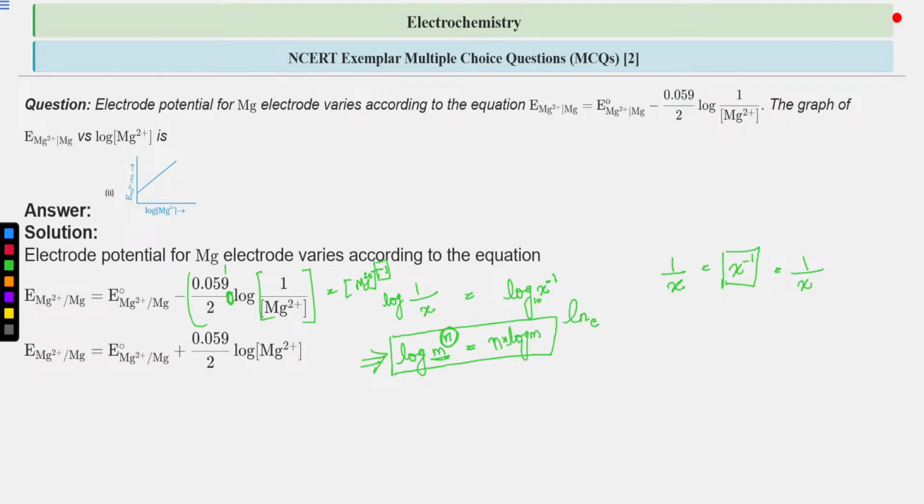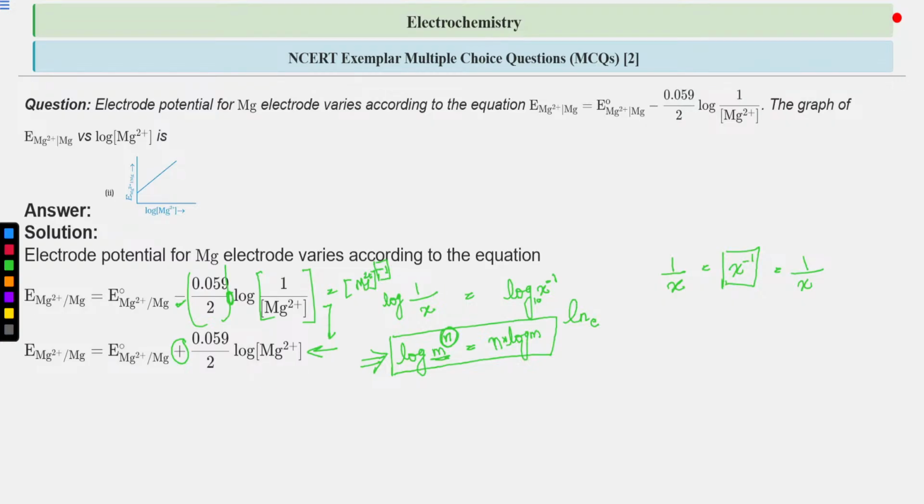But this term is also in multiplication with the log term. So you take the minus 1 here and multiply by the already present minus, and minus minus will become plus. That's why we have written it as positive 0.059 by 2 log of magnesium 2 plus. So we just have written this like this. Does anyone have any doubt regarding this?